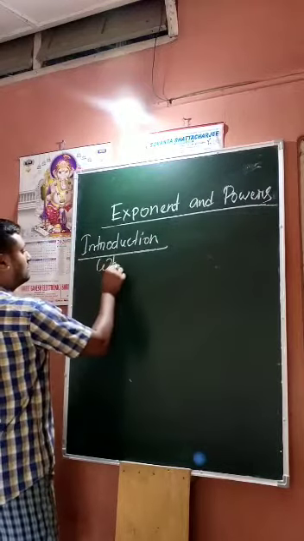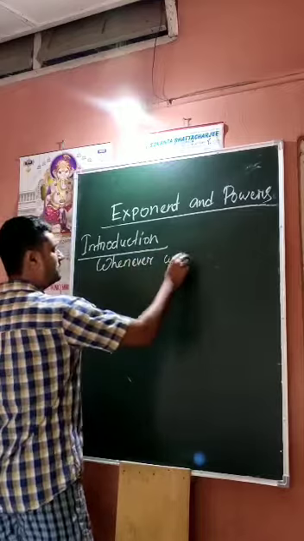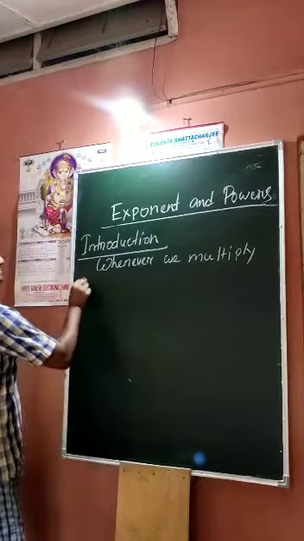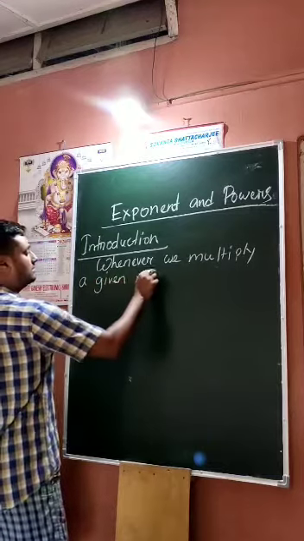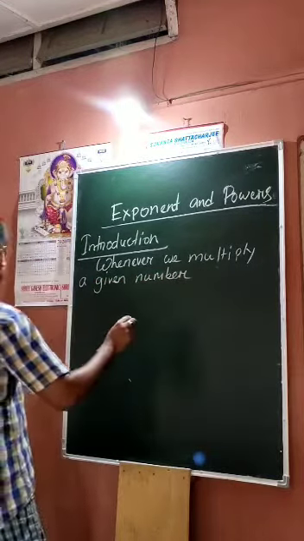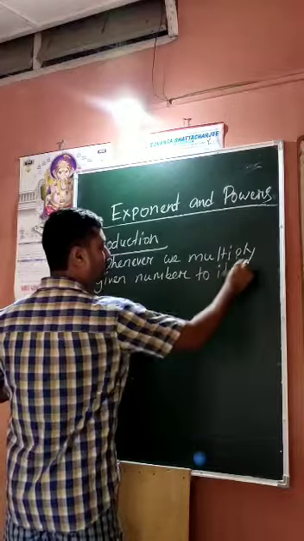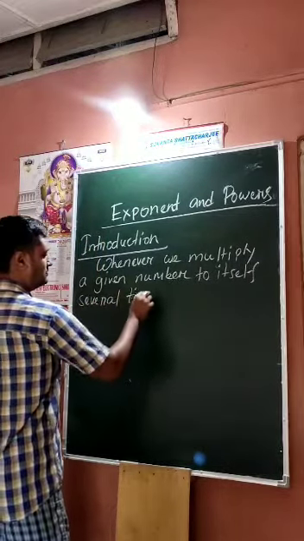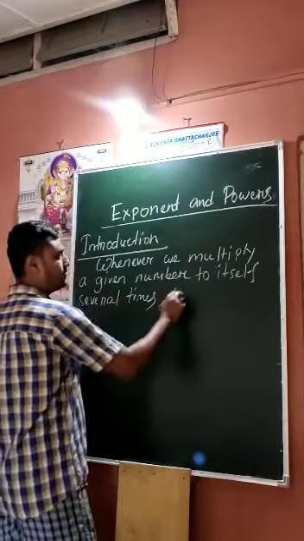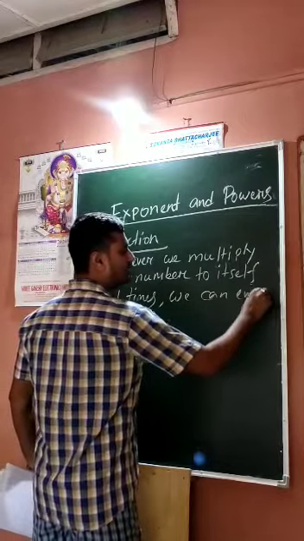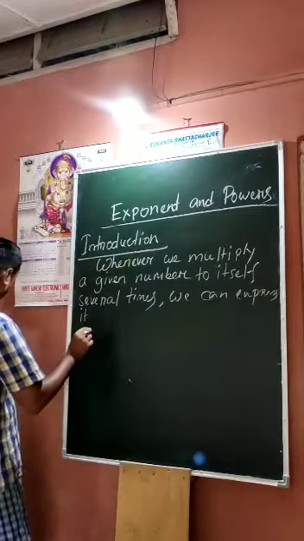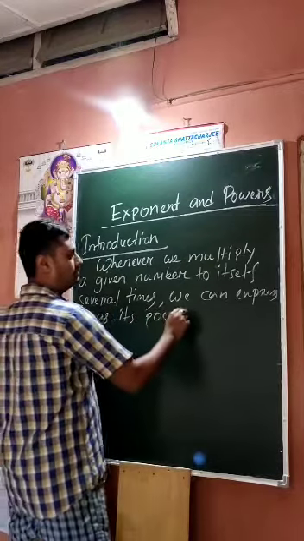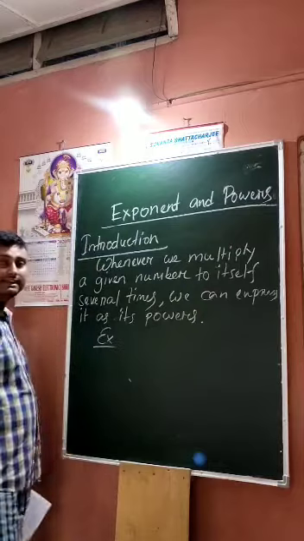Whenever we multiply a given number to itself several times, we can express it as a power of that number. With some examples you can easily understand whatever I am saying here.